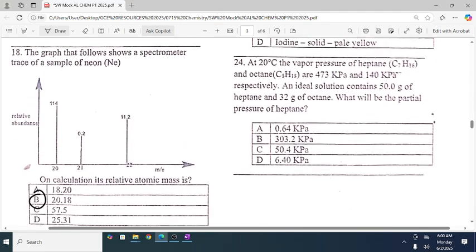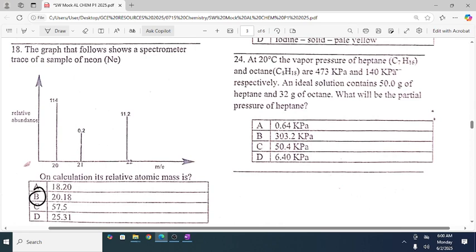Now, lastly, question 24 for this video: at 20 degrees, the vapor pressure of heptane and octane are given respectively. An ideal solution contains 50 grams of heptane and 32 grams of octane. What will be the partial pressure of heptane? Partial pressure. I don't know if I can still remember that formula. Partial pressure of heptane should be equal to the mole fraction of heptane times the vapor pressure of the pure component, something like that, if I'm not mistaken.